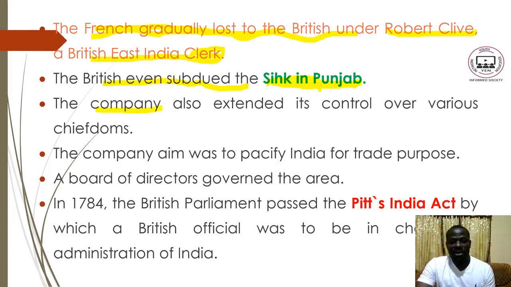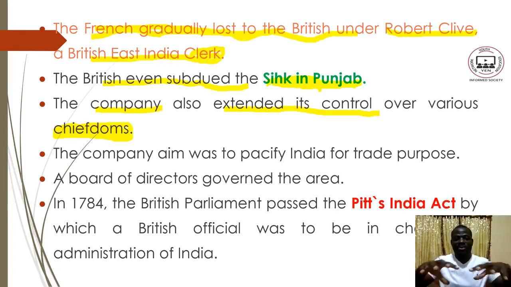The British company also extended its control over various chiefdoms. Here you have to go back to the organization of Indian society, where there were the well-to-do and the others, a stratified structure. In the passage of time, the British started to enter and dominate those Indian societies. That's why we say they extended their control over the chiefdoms.